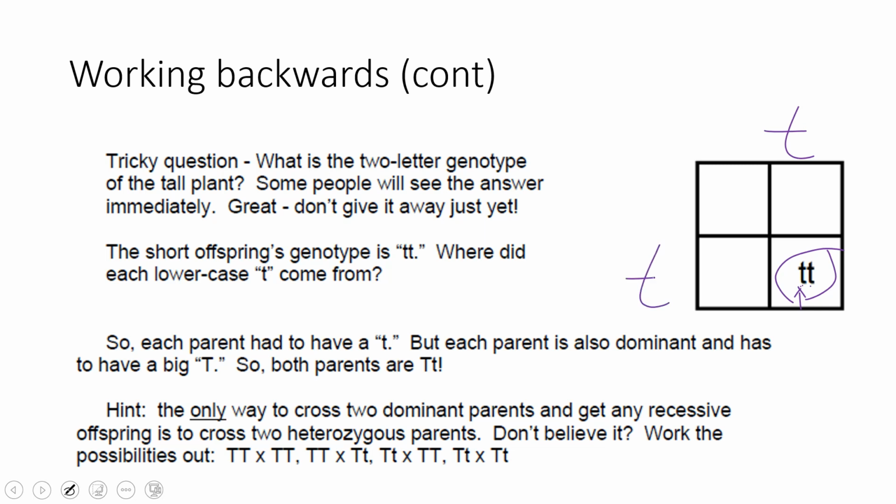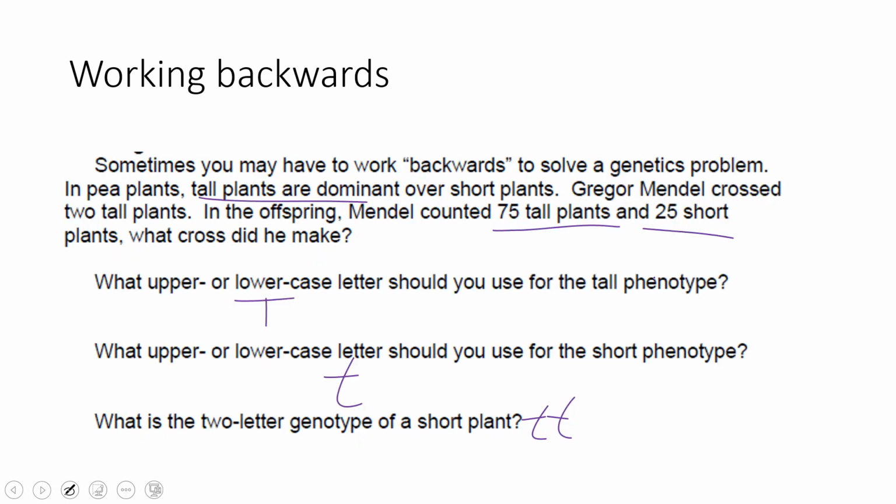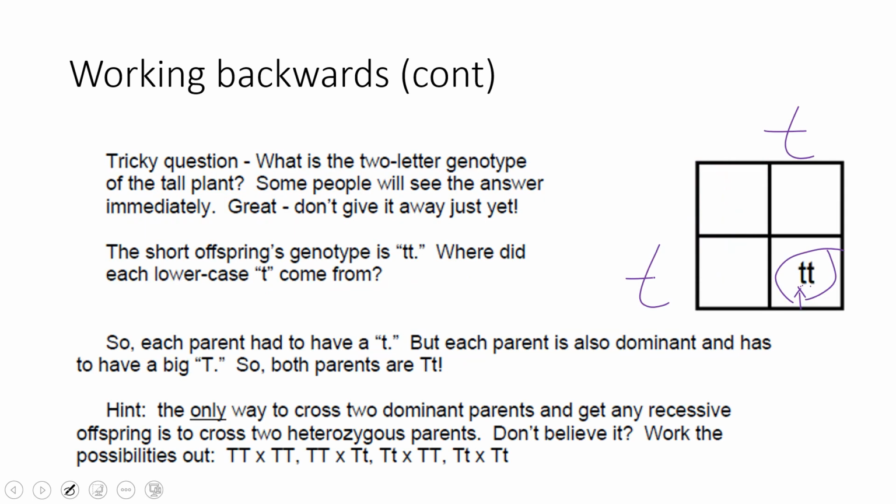Now, going back to the original problem, it says he crossed two tall plants together. In order for these parents to be tall, that means their other T must have been a big T. So, coming back, what is the two-letter genotype of our tall pea plant? Must have been heterozygous. Big T, little t. So, where did each lowercase t come from for that 25% of the plants that ended up being short? It came from this recessive allele that was hiding behind the dominant allele in both of those two parents.